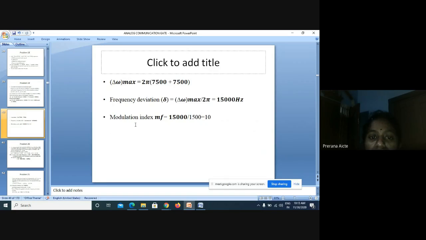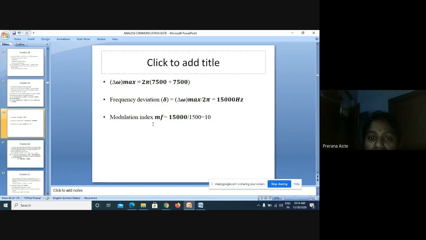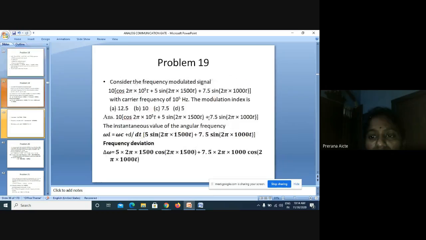So from here, if you find the maximum deviation, the modulation index MF will be equal to the maximum deviation divided by 1500, which is nothing but 10. So in this way we'll find our modulation index.